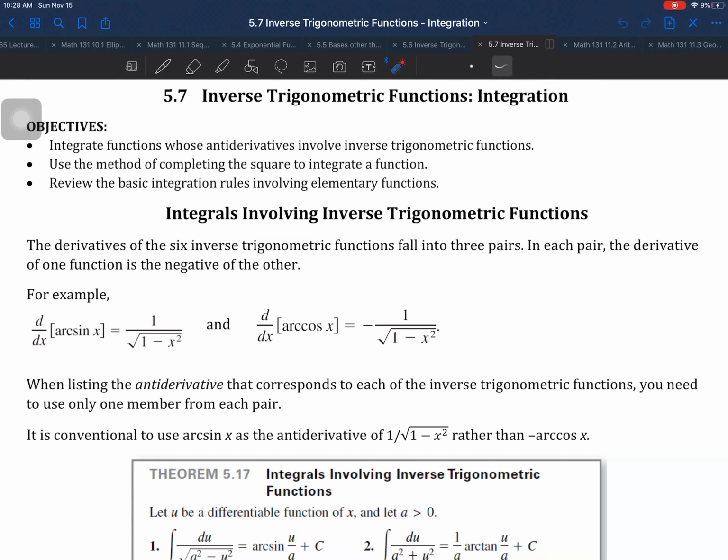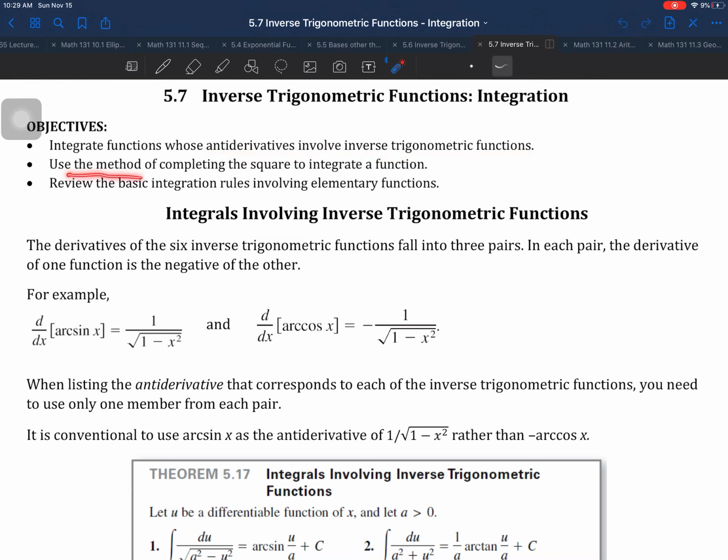Now, obviously, we're not doing the integration of an inverse function. What we're saying here is we are integrating a function that will give us a result of an inverse trig function. So our goal is to integrate functions whose antiderivatives involve inverse trig functions. It means the end result will be an inverse trig function.